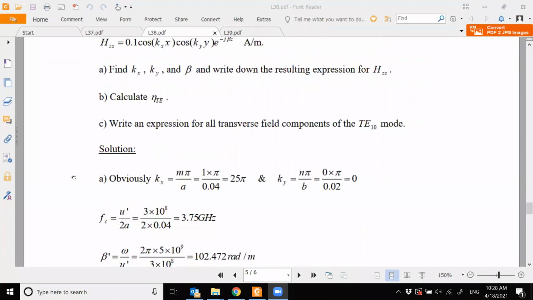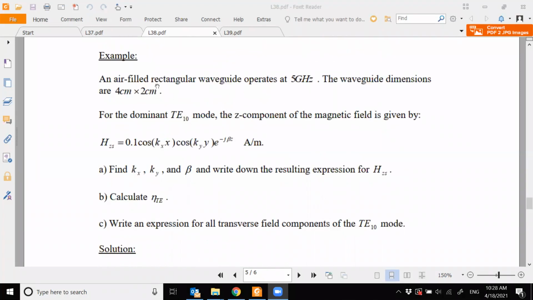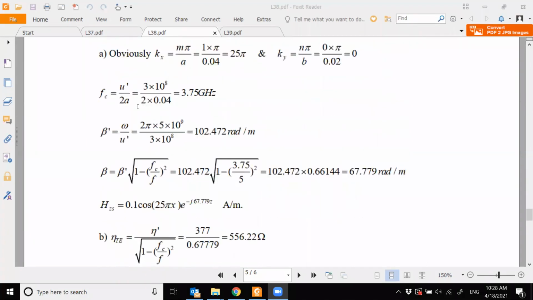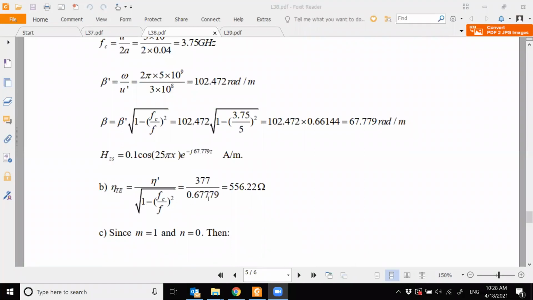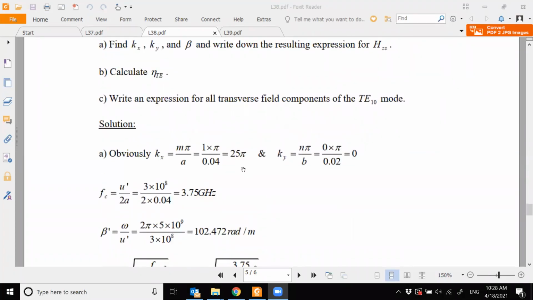Then it is asking you to find the intrinsic impedance of the TE. So therefore, for intrinsic impedance, we do not require any new expressions. We have just now derived expressions of the field components. We already got it. It is nothing but eta dash over root of 1 minus (fc over f) square. And eta dash is for the unbounded medium. And if you see here, my unbounded medium is air. So that's why it is 377 over 0.677. So it is 556.22 ohms.